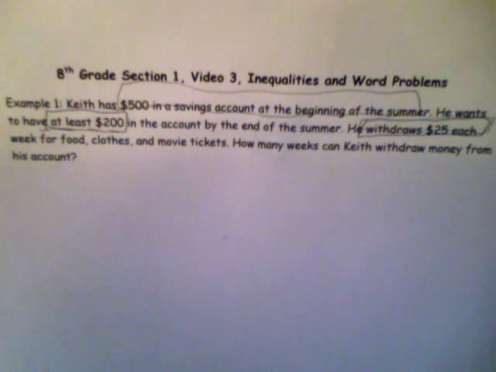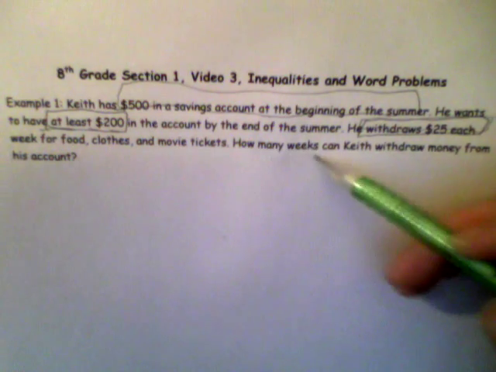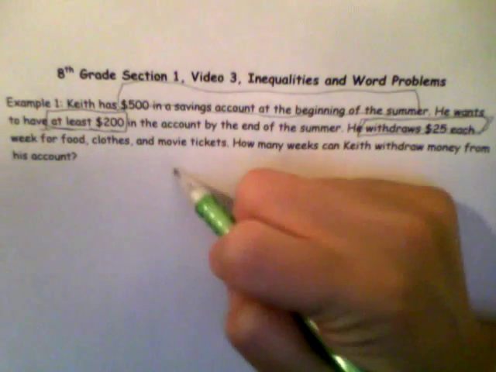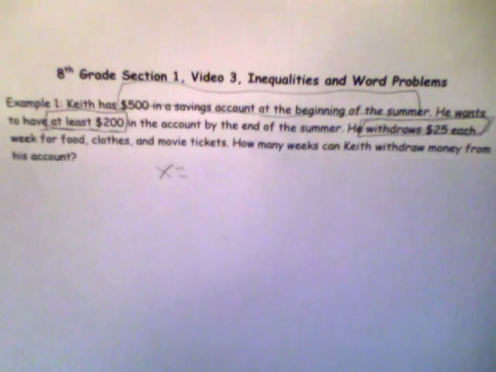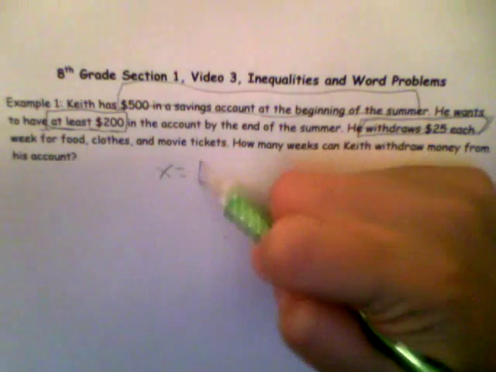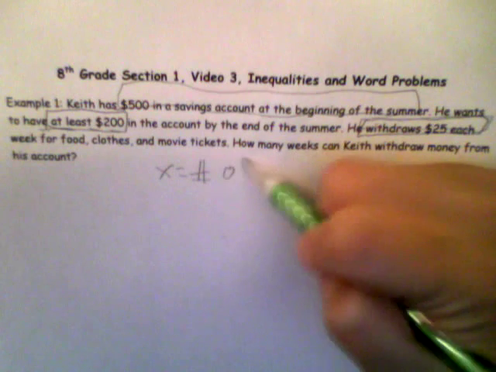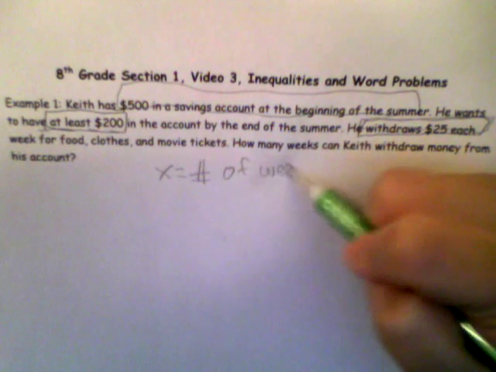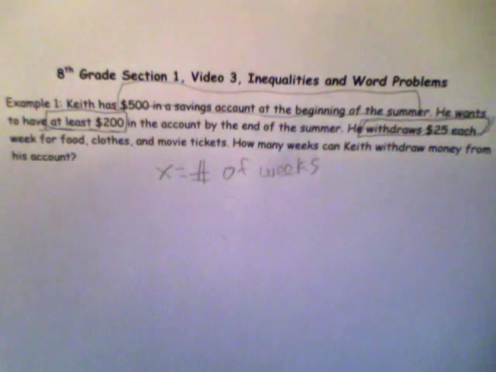The first thing you want to do after underlining or highlighting important parts is you're going to want to define your variable. I'm trying to solve for how many weeks Keith can withdraw money from his account. So I'm going to let X equal the number of weeks. So to name your variable, you just have to look at what you're solving for. So I'm going to let X equal my number of weeks.